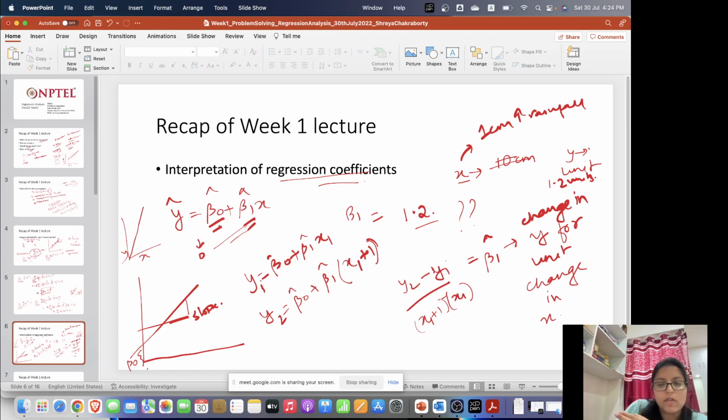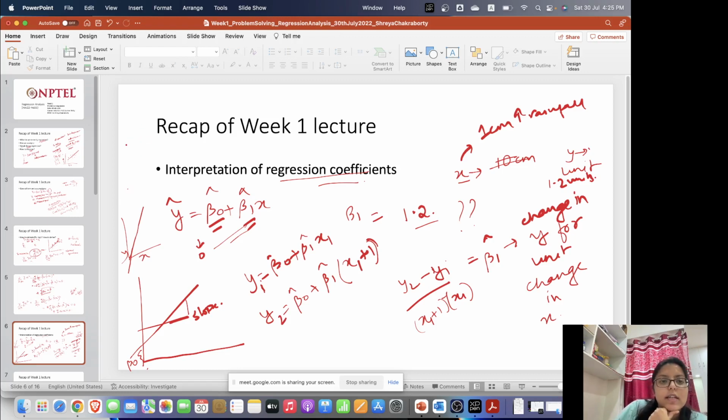Sorry. Yes, so I'm saying that if beta naught is 0, then the line will pass through the origin. So in this crop situation, it would mean that if there's no rainfall, there will be no yield. But most of the time that's not true, because even if there's no rainfall, it is expected that some yield will be there. It will not be as expected, but some yield will be there.